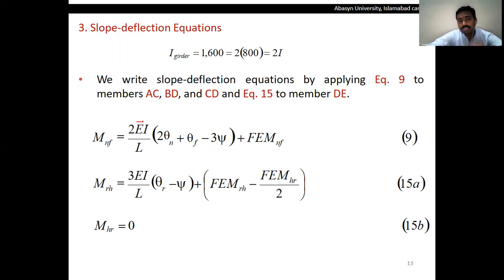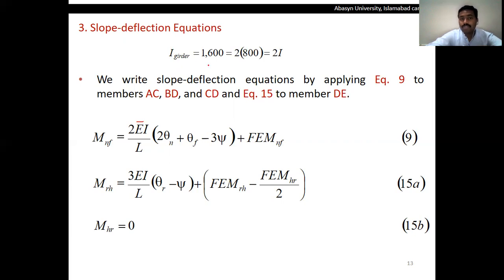You have two choices. One is you can directly input the values of E here, which is 29,000 KSI, and the value of I is given for each member. One member is given as 800, for the other member it is given as 1600, and plug in those values and simplify the equations. The other method is that you can take the value of E as it is and the value of I as it is, and it automatically cancels out in the last step.